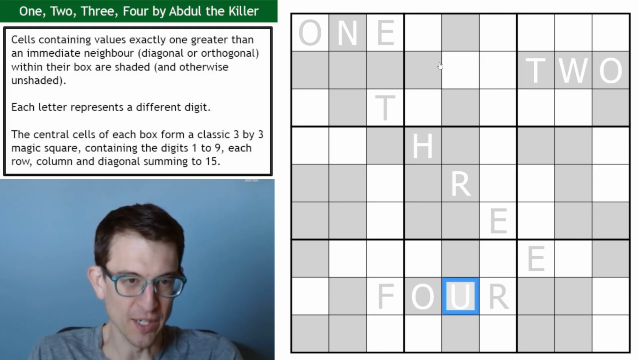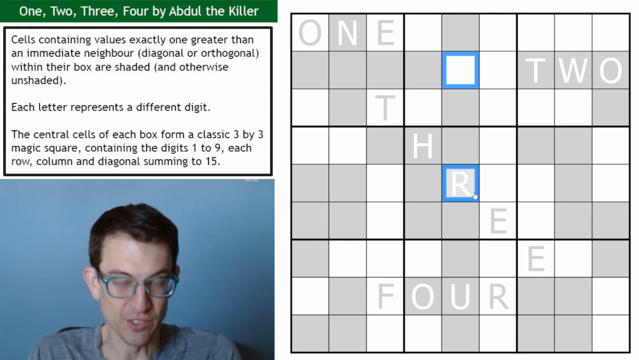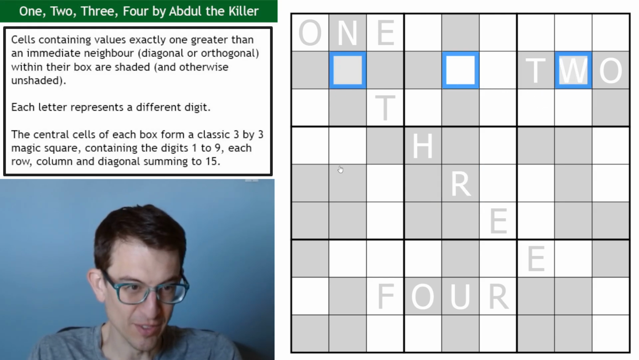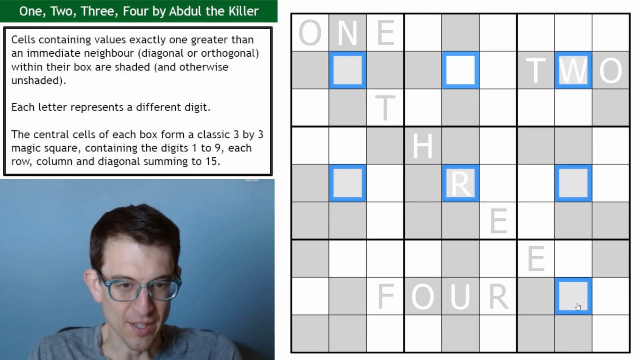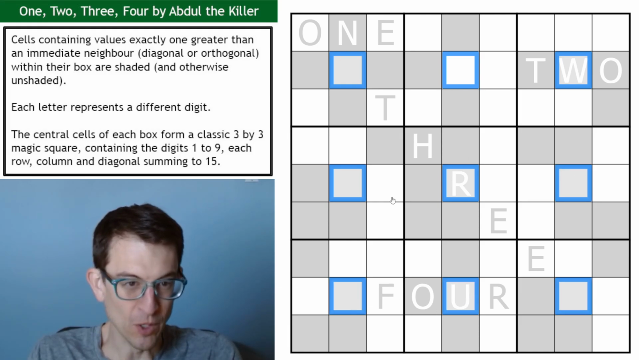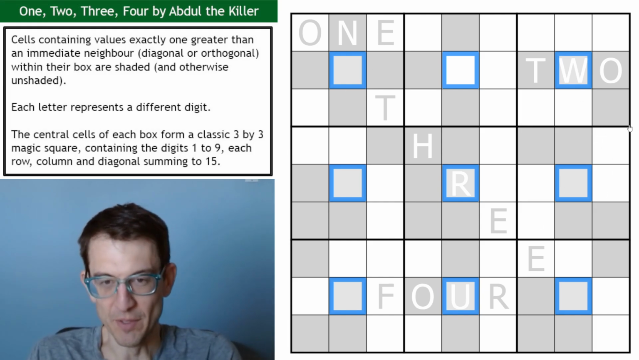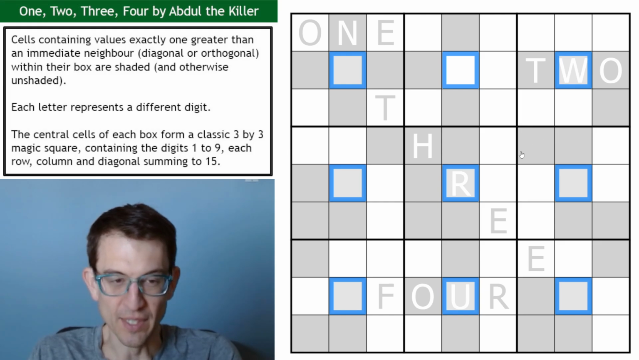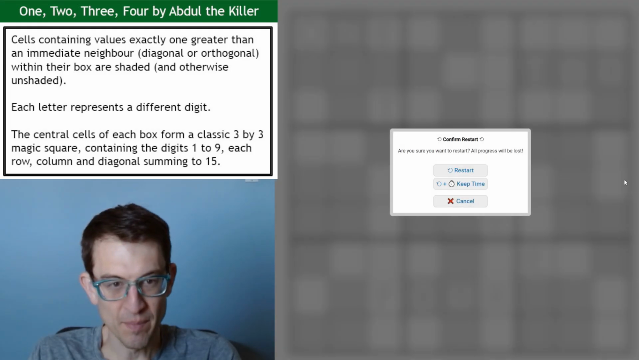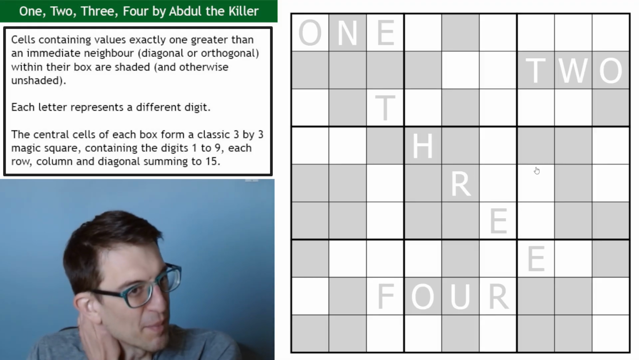And a magic square means that because there's 9 digits, the digits 1 to 9, the sum of that magic square is going to be 15. So every row, every column, and every diagonal in that 3 by 3 square is going to sum to 15. So that's what the magic square means. So let's restart time, and then I'll explain about magic squares a bit.